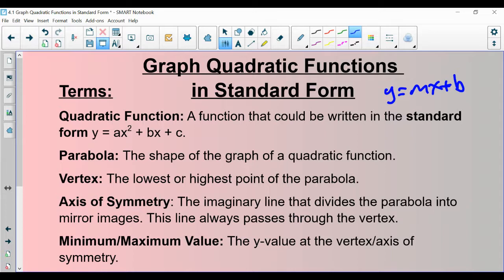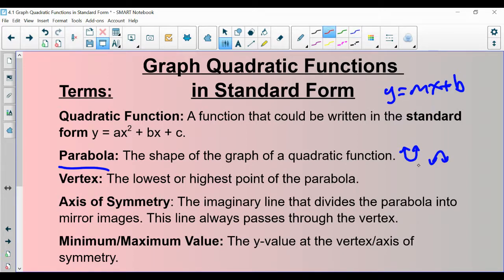Quadratic functions, when graphed, make a shape that we call a parabola, and a parabola is essentially a U-shaped function. It'll be U-shaped if our a term right here is positive, and it'll be an upside down U-shape if our a term right here is negative.